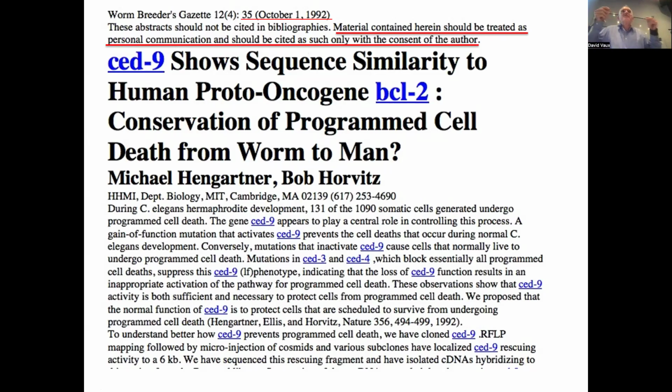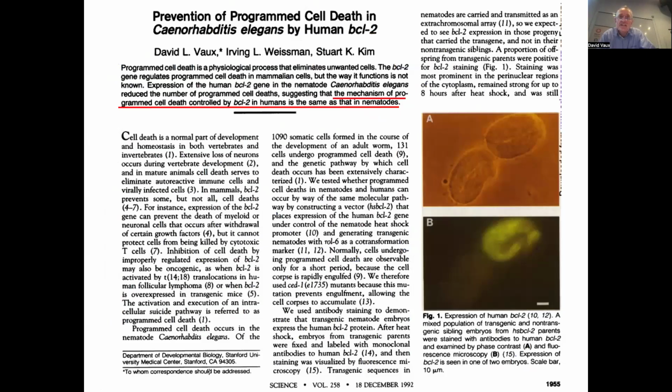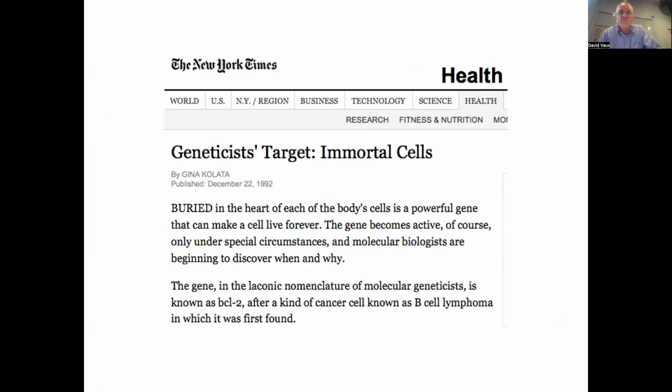But that, again, is why it's great to be in the lab of the big honcho, because Irv, my boss, was a mate of the editor of Science. So we reformatted and sent the paper to Science. And here's the paper published in Science in December 1992, Prevention of Programmed Cell Death in C. elegans by Human BCL2. The mechanism of programmed cell death controlled by BCL2 in humans is the same as that in nematodes. And that created quite a splash because it was picked up by the New York Times.